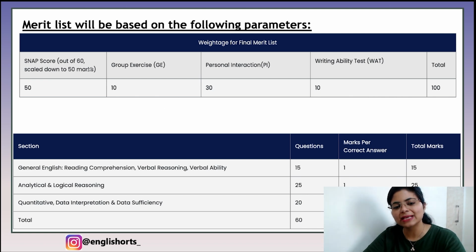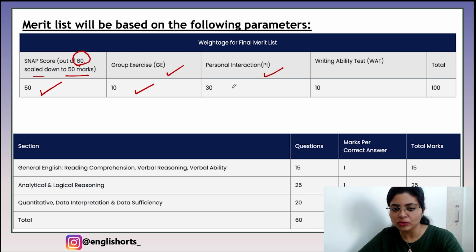So the exam is of 60 marks. It is scaled down to 50. So you will be given marks out of 50 for your entrance test. Then there is a group exercise on which you are marked out of 10. There is a PI interview on which you're marked out of 30. There is an essay writing on which you are marked out of 10. And then the total is 100.